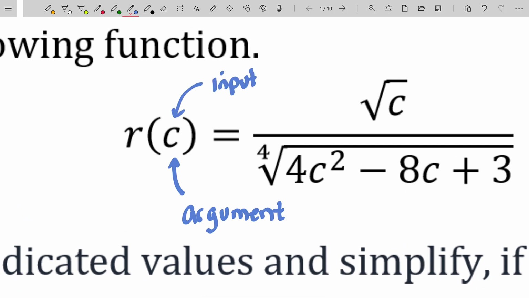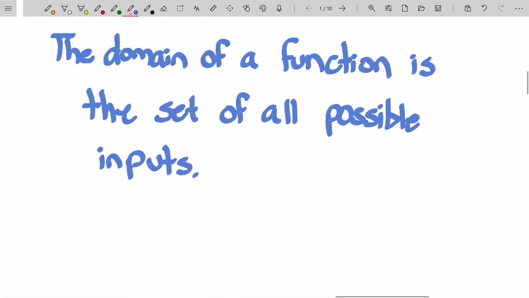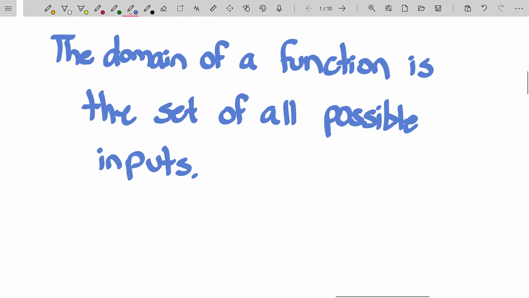And just to remind you, the set of all inputs that are viable inputs for your function is called the domain of the function. Let me write that off to the side. So there I've written it. The domain of a function is a set of all possible inputs.